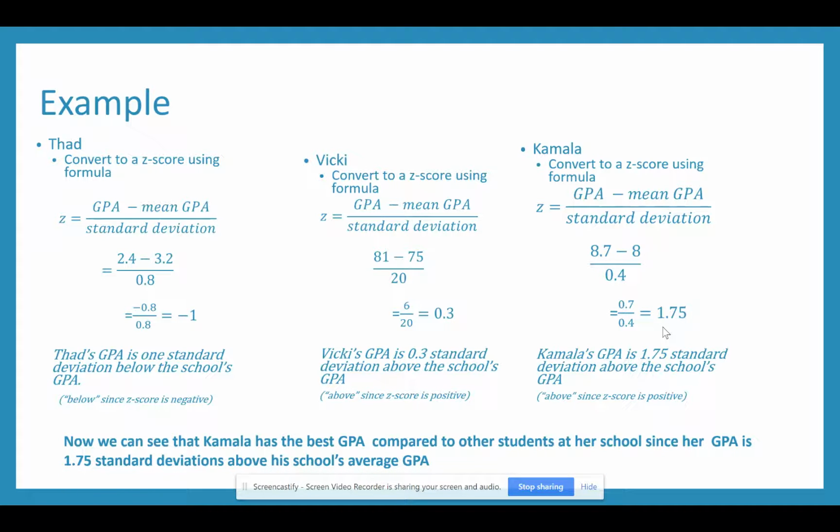So we can see that if you make the comparison between the three, obviously Vicky and Kamala's are better than Thad because at least they're a positive value, so they're above the average. Between Vicky and Kamala, Kamala's is further away from the average, so she actually has the best GPA compared to students at her school, because she's 1.75, or she's the furthest from the school's average GPA.